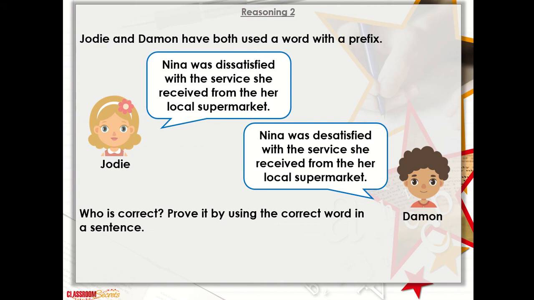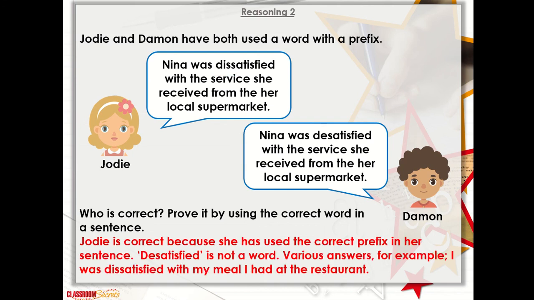Well, if I'm not sure, I need to look it up in a dictionary and not guess. I do know, though, in this case, it is dissatisfied. That is the correct one. And I've got to prove it by using the word in a sentence. Jodie's correct, and her sentence is, I was dissatisfied with my meal I had at the restaurant. And those are the types of questions you'll be coming across today.